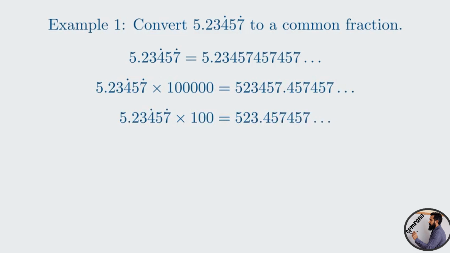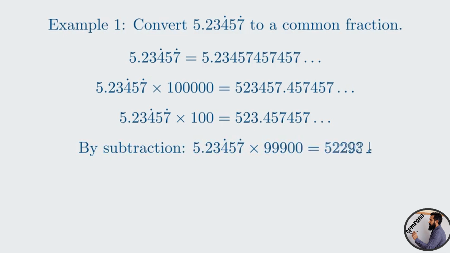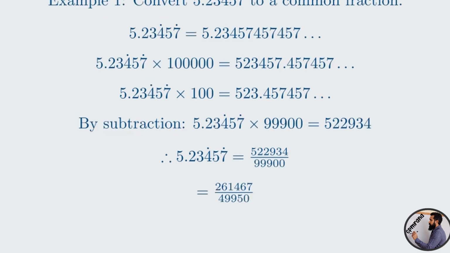Now, by subtracting these two equations, the recurring decimals cancel each other out. We get 5.23457 recurring times 99,900 equals 522,934. Finally, we solve for our recurring decimal and simplify the fraction. We find it equals 522,934 over 99,900. This simplifies to 261,467 over 49,950. Which is 5 and 11,717 over 49,950.